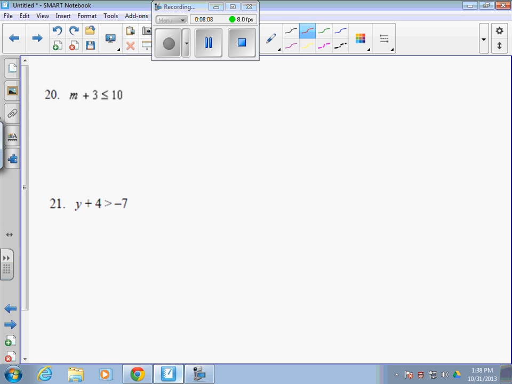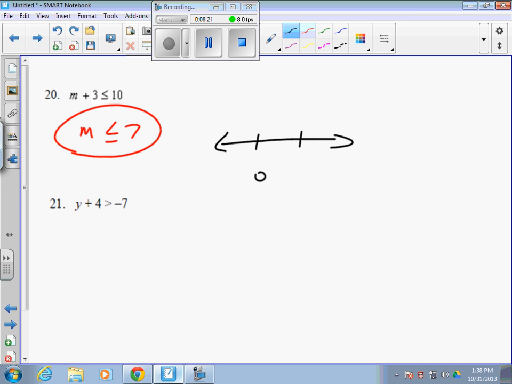M plus 3 is less than or equal to 10. Undo plus 3 by subtracting 3 on both sides. When you subtract 3 on both sides, you get M is less than or equal to 7. So when you graph that, again, show two numbers. 7's relation to 0. Less than or equal to means color it in. Less than means go that direction to the left.